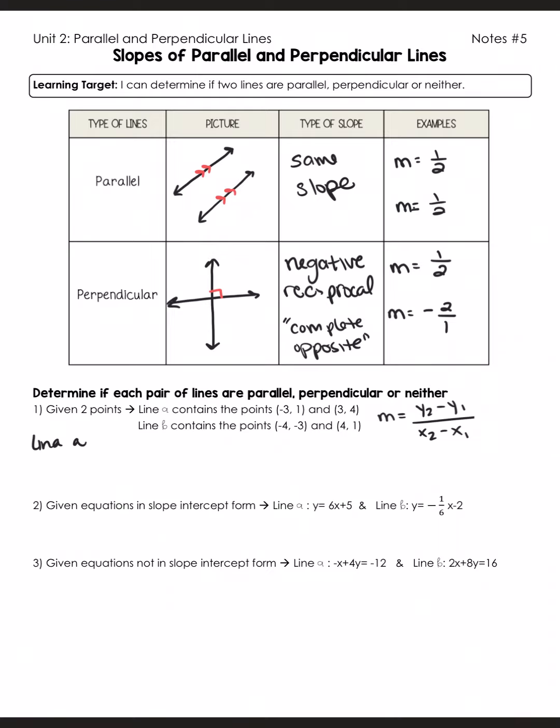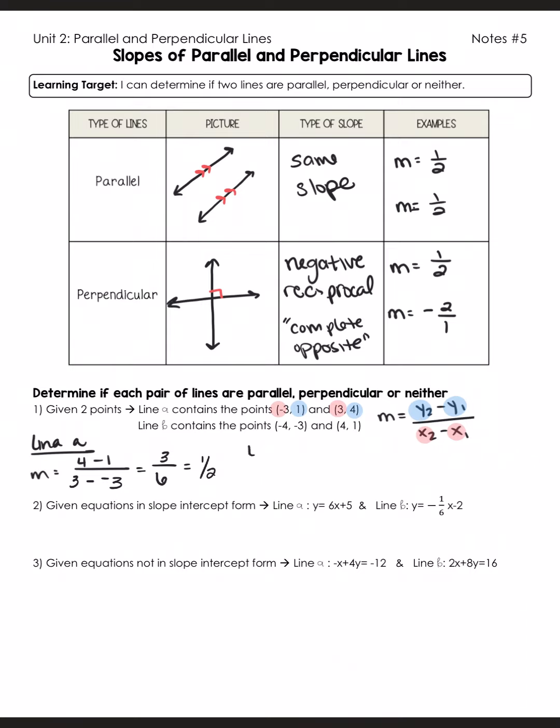When I'm finding the slope of line A, the slope formula says y2 minus y1. My y values are 4 and 1, so my numerator will say 4 minus 1. For the denominator, I have x2 minus x1. My x values are 3 and negative 3, so this would be 3 minus negative 3. 4 minus 1 is 3. 3 minus negative 3 is 6. I can simplify that fraction: 3 over 6 is the same as 1 over 2.